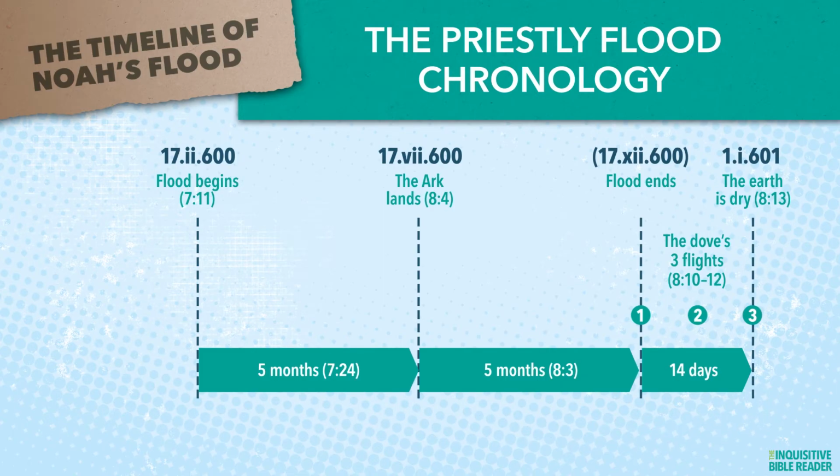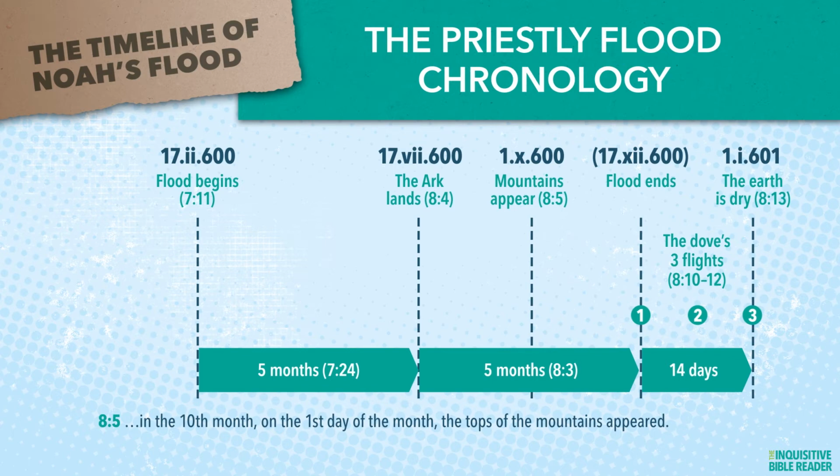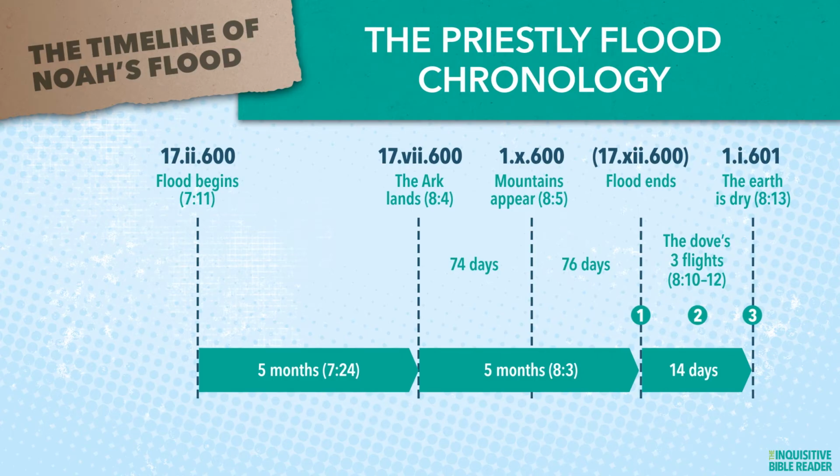Now let's back up a bit. In 8:5, the priestly author states that the mountains appeared on the first day of the 10th month. This is almost the exact midpoint of the second 150-day stretch. The exact midpoint would be the second day, but the author apparently favored the first day. Now, if the priestly writer loves symmetry, as he appears to do, there should be a midpoint for the first 150 days as well. This should occur in chapter 7 verse 19, when the mountains are covered by the rising waters.